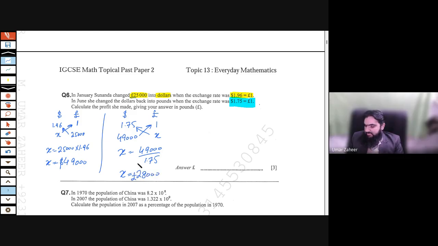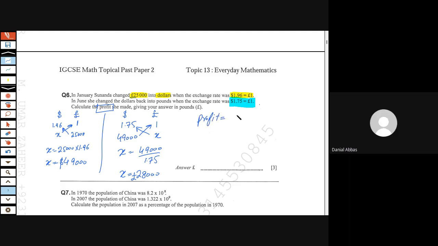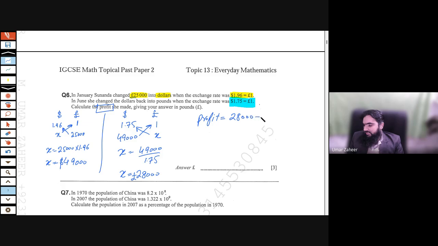28,000 pounds. We have to find the profit. So the profit will be equal to 28,000 minus 25,000 pounds. That will be 3,000 pounds. He is going to earn this by just changing the pounds into dollars and then again dollars back into pounds from January to June.